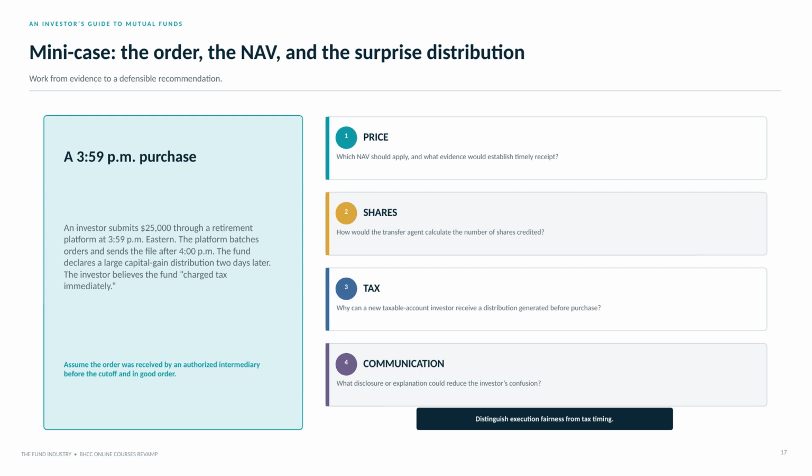Which NAV should apply, and what timestamp evidence would prove it? How should the transfer agent calculate the shares credited? Why might a taxable investor receive a distribution generated before the purchase? And what explanation could prevent the investor from confusing fair execution with tax timing? Pause here and prepare a recommendation, one calculation, one risk, and one additional fact you would request.